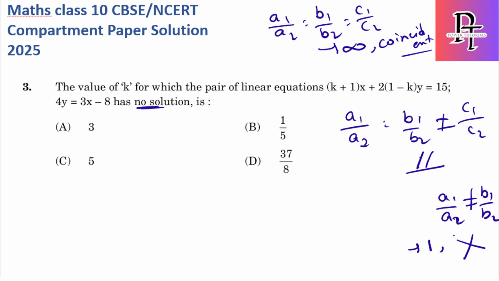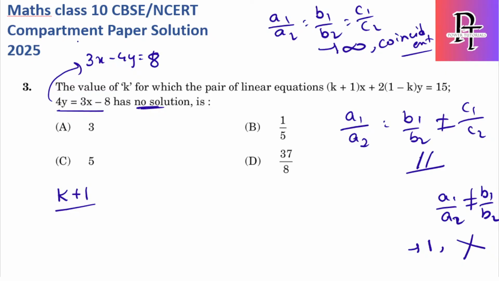For intersecting lines where you have a unique solution, a1 by a2 should not be equal to b1 by b2. Okay, so let's go to our question, which is asking about parallel lines. a1 is the x coefficient, which is k plus 1. It is not in the exact order, so let's rewrite this equation. Move everything to the left side, so this becomes 3x minus 4y, and keep the constant on the other side, equal to 8.